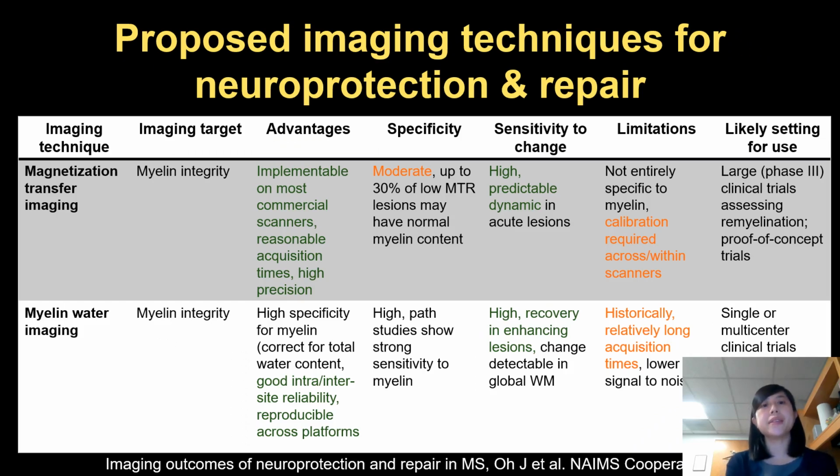this table here, which summarizes some of the advantages and limitations of using magnetization transfer imaging and myelin water imaging in clinical trials and clinical practice. Notably, MT imaging is very practical to use. It's implementable on most commercial scanners. It has high precision, but calibration may be required across and within platforms, which is further discussed in Katie Keenan's talk earlier in the symposium. And myelin water imaging has very good intra- and intersite reliability and is reproducible, but it has historically required long acquisition times, and there is active research ongoing to try to shorten those acquisition times.